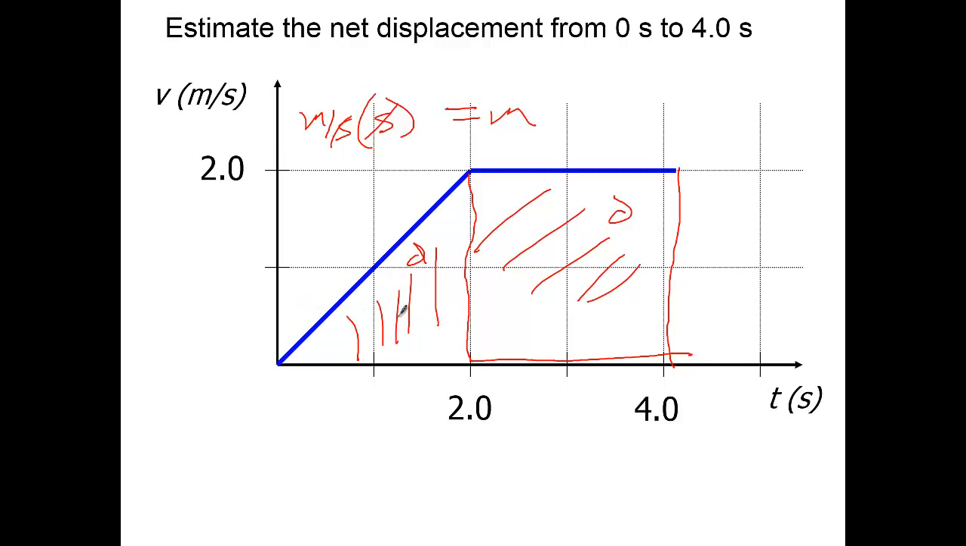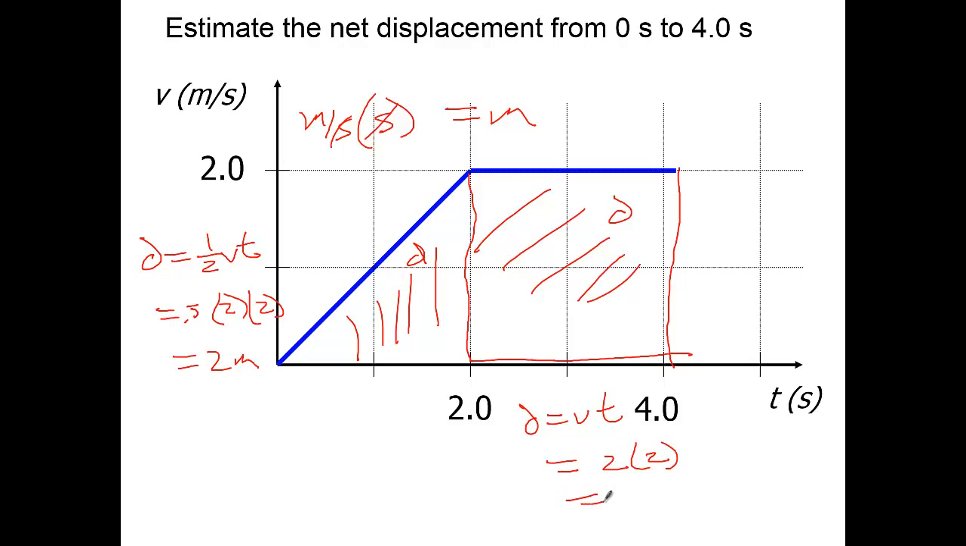So let's go ahead and find it for the first one. We know that distance here is equal to 1/2 of the velocity times the time, or 1/2 of the base times height. So now we can go ahead and plug everything in. 0.5 times our velocity here, our height is 2, and our base is also 2. So 2 times 2 is 4, and half of that would be 2 meters. On the box itself, we're just going to use distance is equal to velocity times time, because our velocity is our height and our width is time. So we're going to plug our numbers in, and that would be 2 times 2.